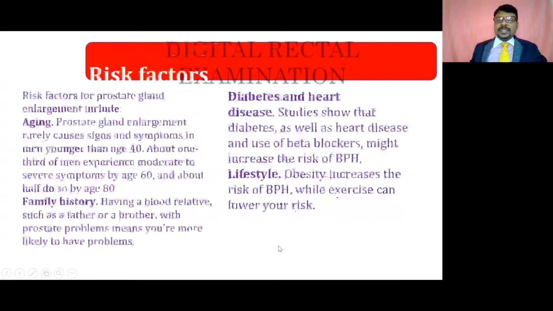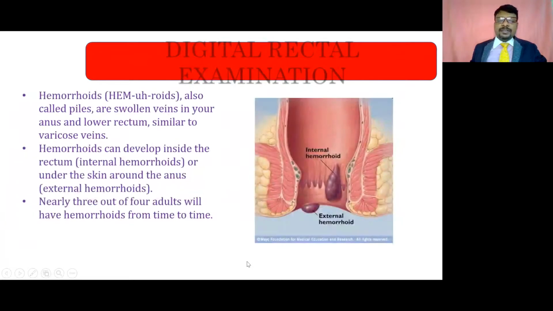That is the reason why, with this examination, we can easily understand where the problems are and analyze them. Another examination we are going to use is for hemorrhoids. Actually, what are hemorrhoids? Hemorrhoids are also called piles. That is nothing but extra projections in the rectum and anus.